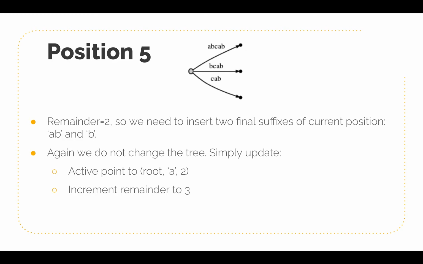To be clear, we had to insert AB and B in the current step, but because AB was already found, we update the active point and did not even attempt to insert B. Why is that? Because if AB is in the tree, then we know every suffix of it, including B, must be in the tree as well. Perhaps only implicitly, but it must be there because of the way that we have built the tree so far.